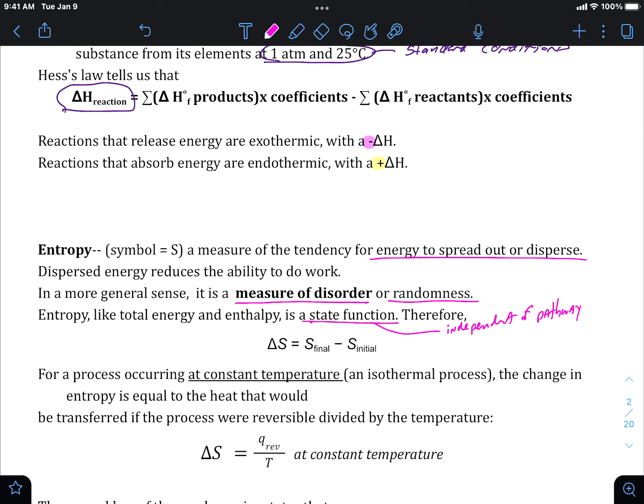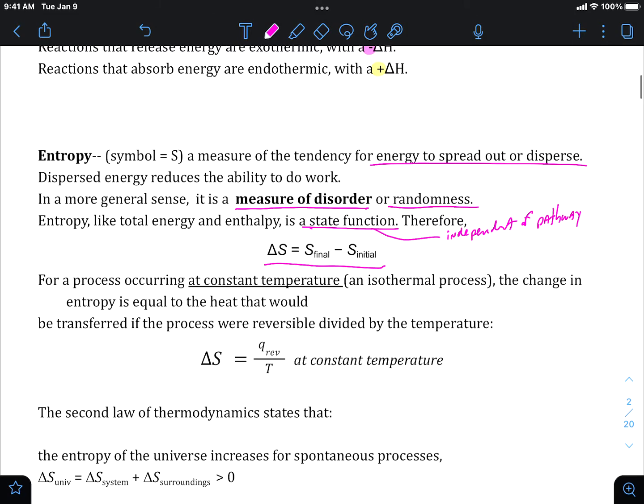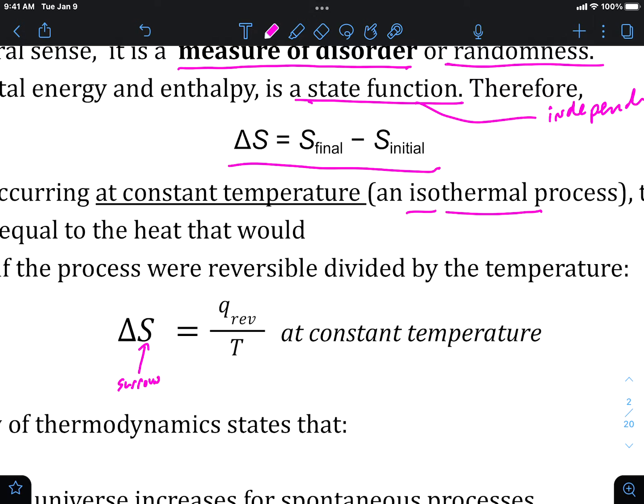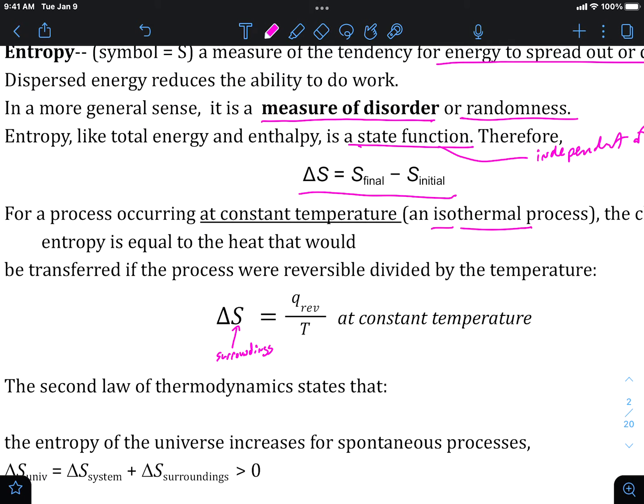We can calculate the change in entropy, the final entropy minus the initial entropy, right, for any individual system. A useful tidbit here is that if you're having a reaction taking place at constant temperature, a scientific word for constant temperature is isothermal. Iso means constant, essentially thermal, so the same temperature, same amount of energy. The change in entropy is equal to the heat that would be dispersed divided by that temperature. So, in other words, delta S for the surroundings is the Q of the reversible reaction divided by the temperature, whatever the temperature is.